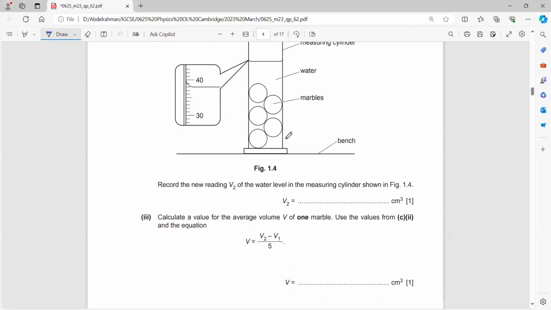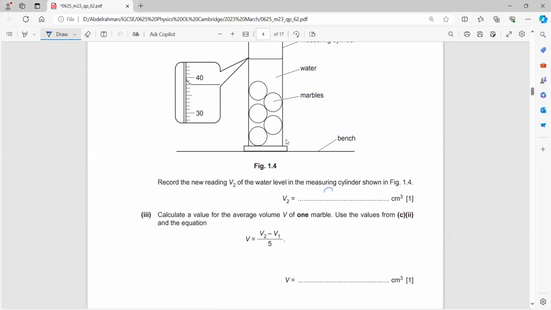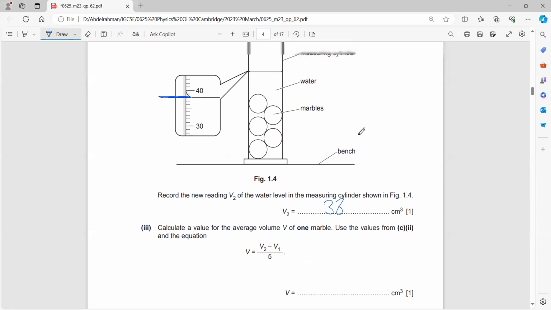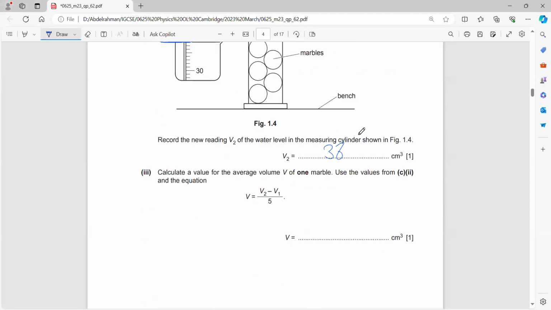It is 38. Why? Because we take the reading from the bottom of the meniscus. 38 from the bottom of the meniscus. The volume of one marble is V2 minus V1 over 5: 38 minus 26 over 5, which is 2.4. Yes, correct.